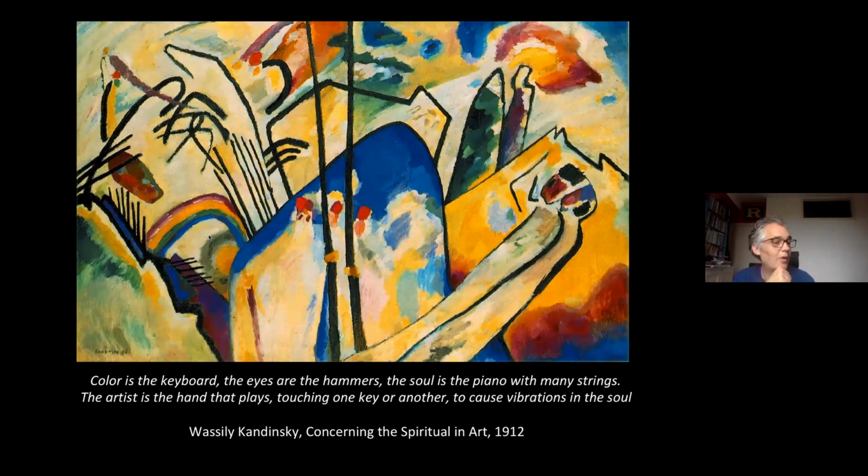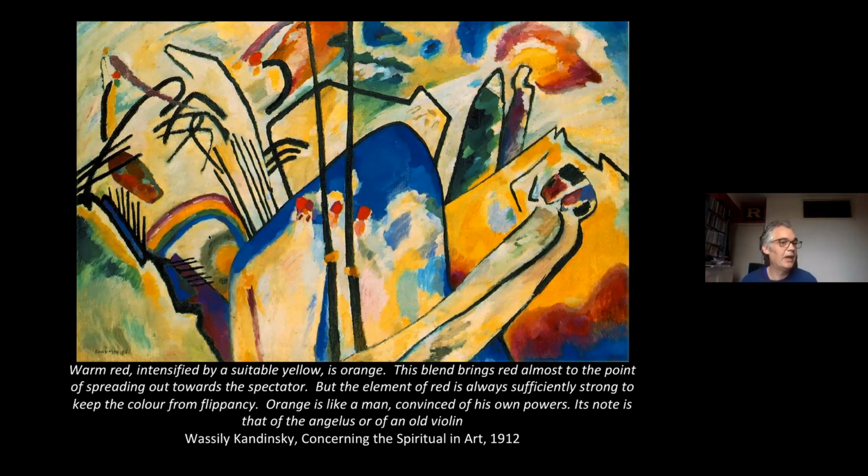And there's this very well-known quote from there, often misquoted, but I think this is, in fact I know this is correct, I did check yesterday. Colour is the keyboard, the eyes are the harmonies, the soul is the piano with many strings. The artist is the hand that plays, touching one key or another to cause vibrations in the soul. So this brings together quite neatly this idea that we ourselves might resonate with colours or with pictures. But here's another one, a more specific quote.